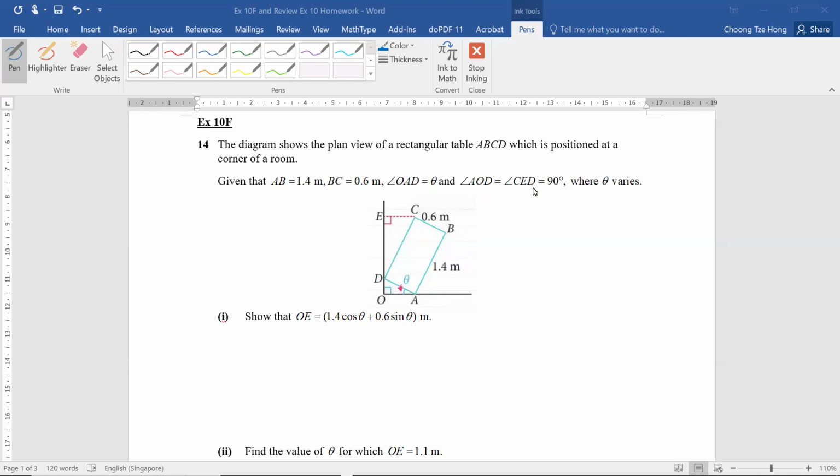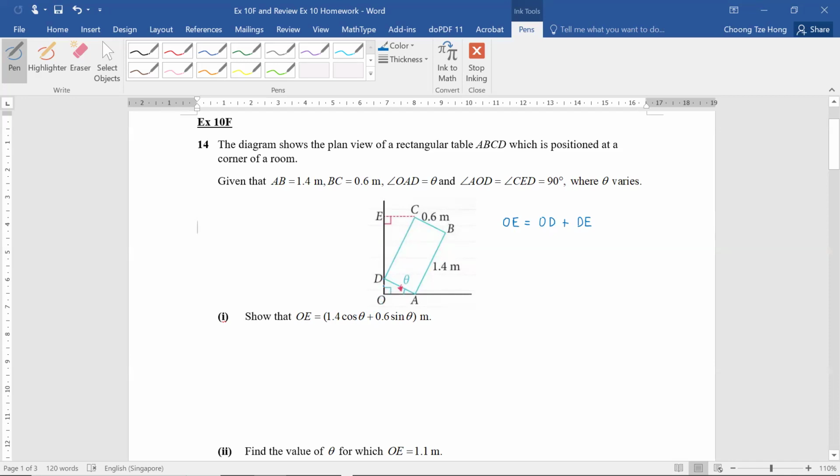For this kind of question where they want you to prove something, you always need to divide the length that they want you to show into two parts. It's quite obvious that OE we will divide into OD plus DE. We will try to find OD and DE separately, and then add them together, and hopefully we get this expression for OE. So let's try to find OD first.